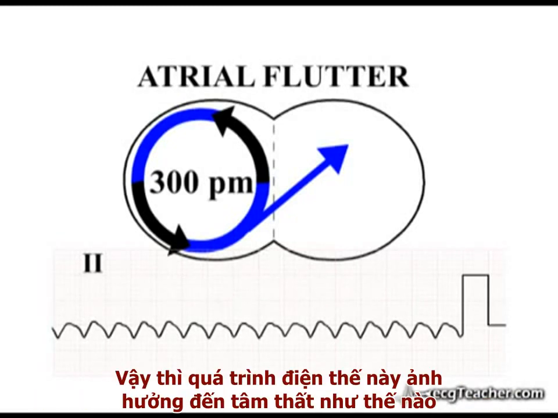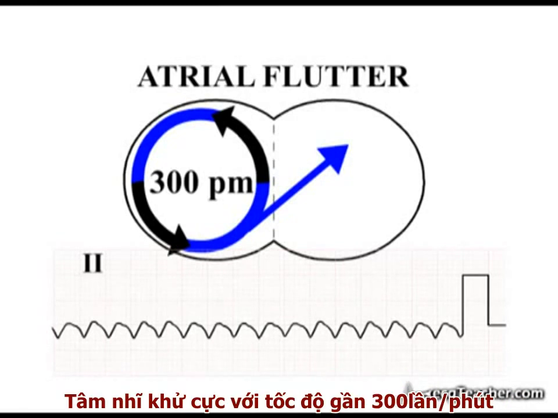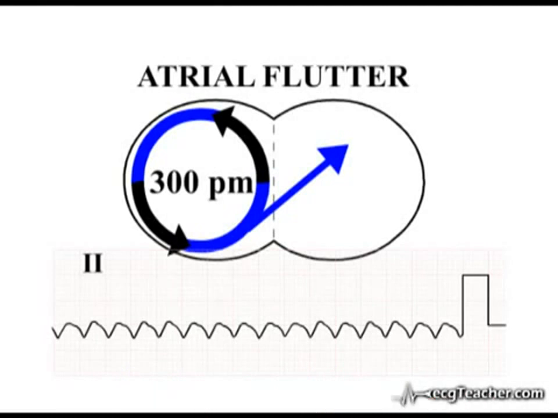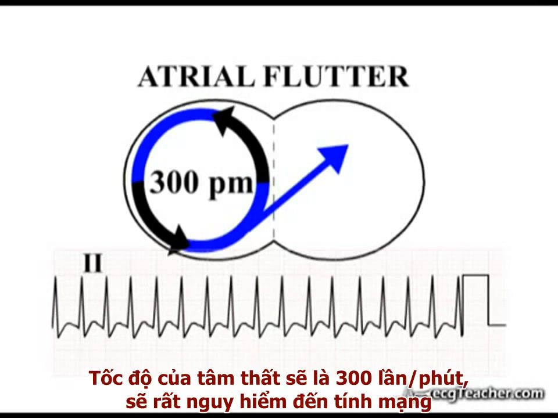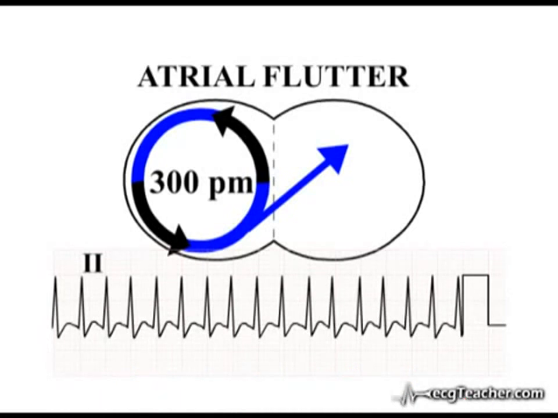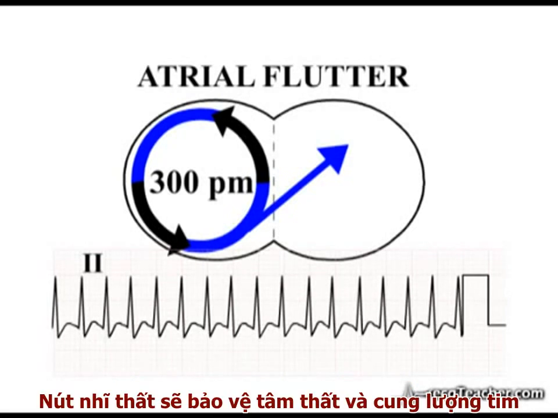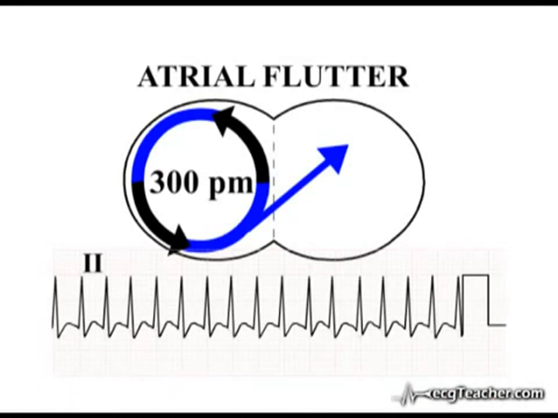So what effect does this process have on the ventricles? The atria are depolarizing approximately 300 times every minute. If this were transmitted to the ventricles, a ventricular rate of 300 beats per minute would be potentially fatal, as the chambers fail to fill between beats. The AV node protects the ventricles and cardiac output by selectively blocking transmission of a proportion of flutter waves.